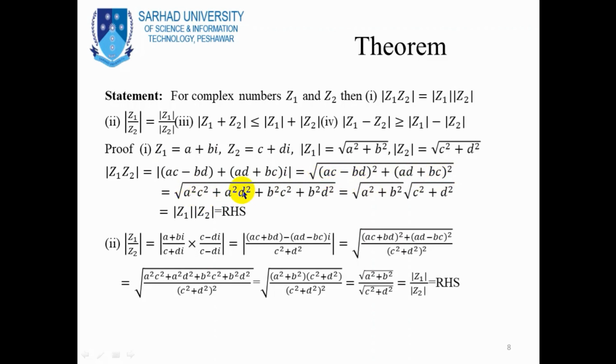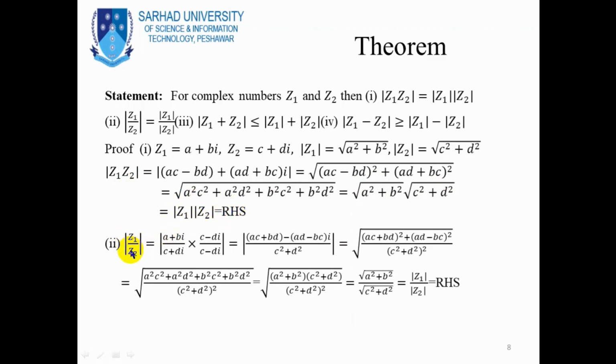Now you see over here, the square root of a square c square plus a square d square plus b square c square plus b square d square, and we can write this as the square root of a square plus b square into the square root of c square plus d square. So this is the magnitude of z1 and this is the magnitude of z2. So the magnitude of z1 dot z2 can be written as the magnitude of z1 dot the magnitude of z2. This is equal to the right hand side.